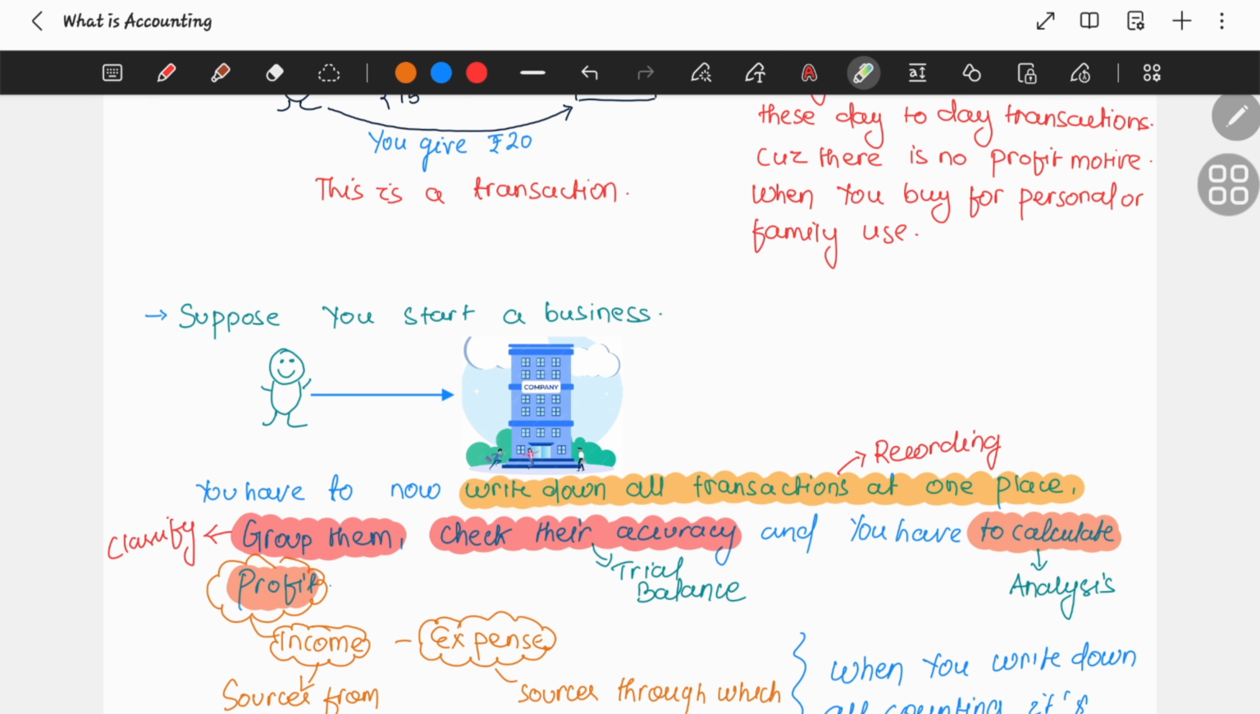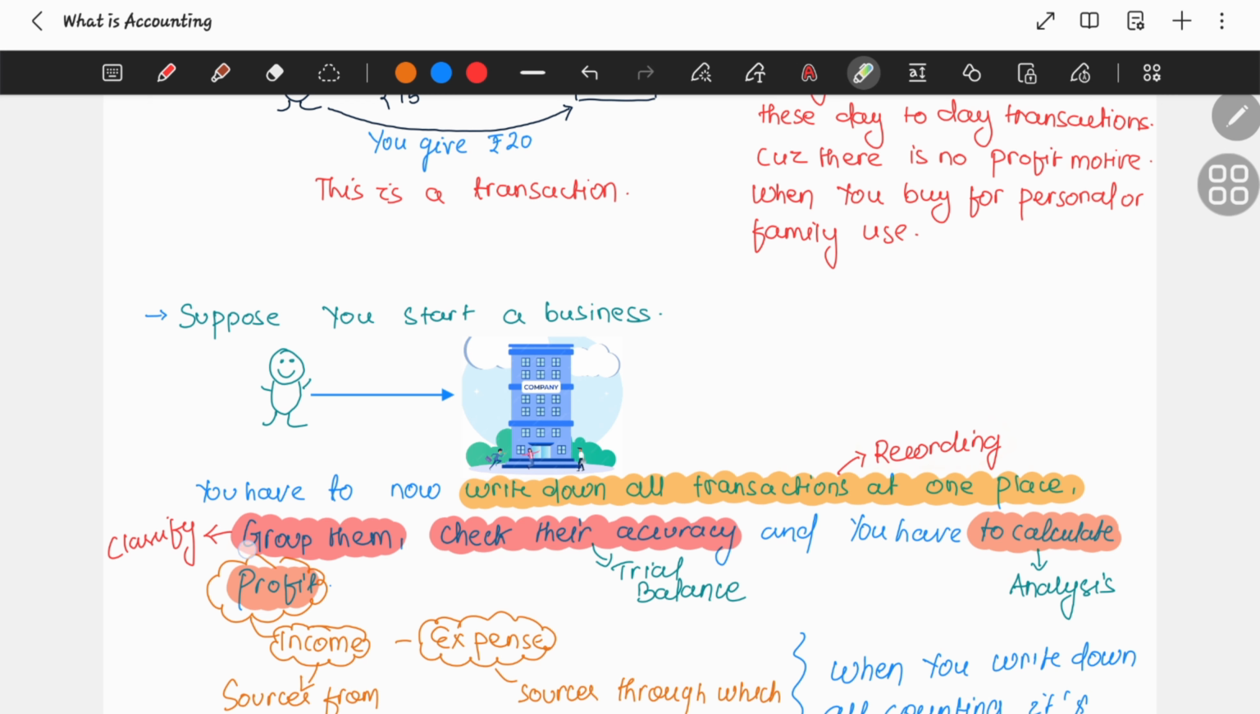Before, when you purchased something for your home, for rupees 20 or say rupees 50 or say rupees 1000 or 2000, you don't have to write it. Why? Because you know that you or your family member will consume it. But the scenario changes when you do it for your business, because now you have a certain mindset: how much money will be spent from my hand and how much money will I get if I sell that particular thing in the market. So you will start to write down all those transactions at one place. That's called the recording, right?